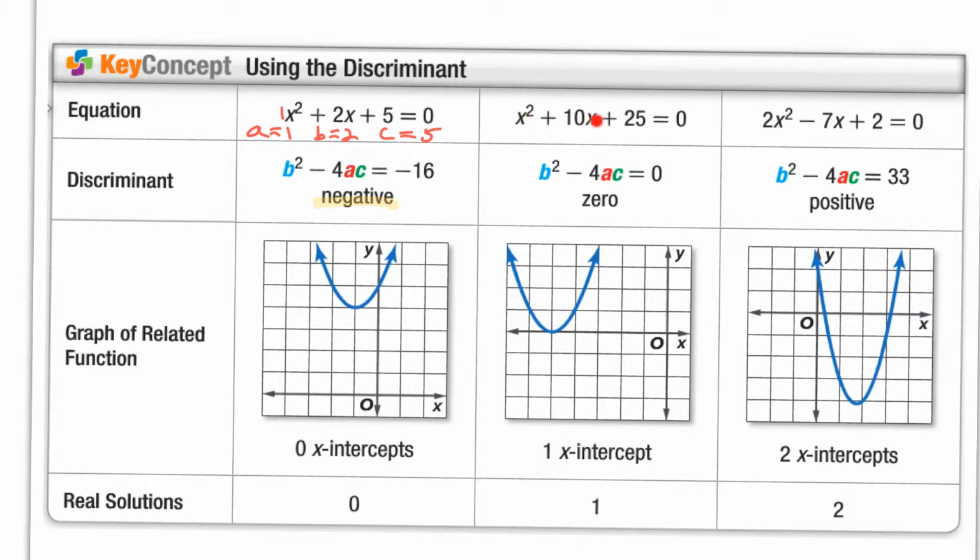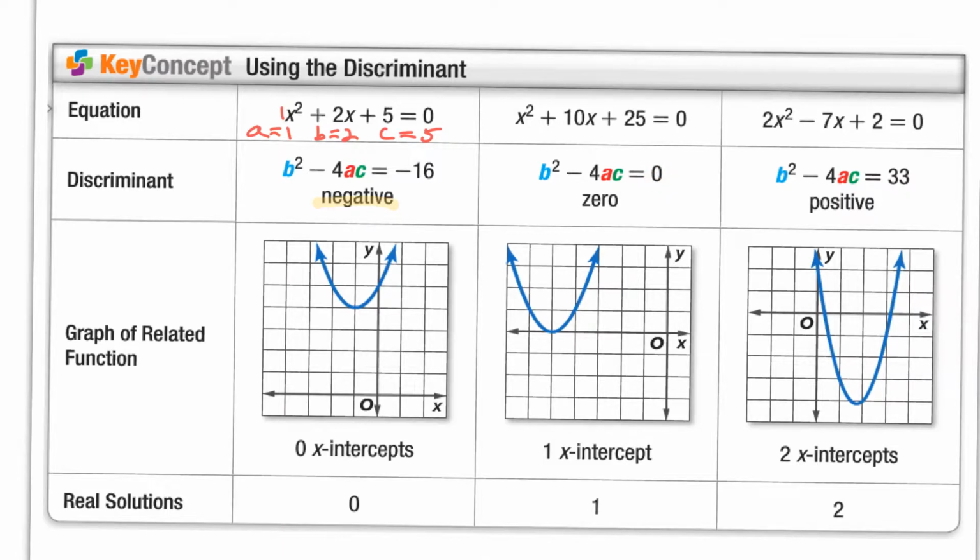The second equation here, x squared plus 10x plus 25. A is 1, B is 10, and C is 25. When you substitute into the formula, you have B, 10 squared, minus 4 times 1, that's your A, and C is your 25. You do all that work, you simplify, and we get 0. So the answer is 0.